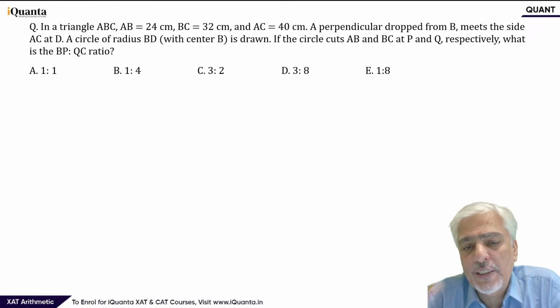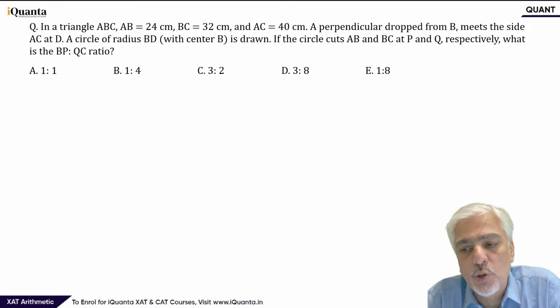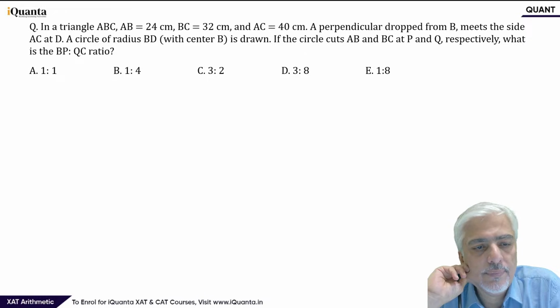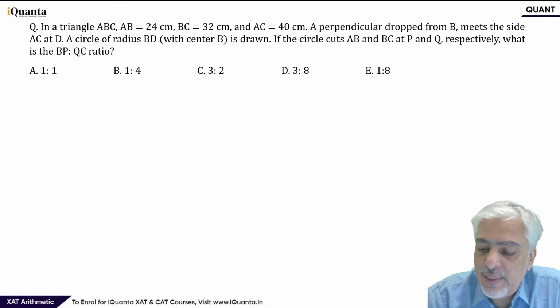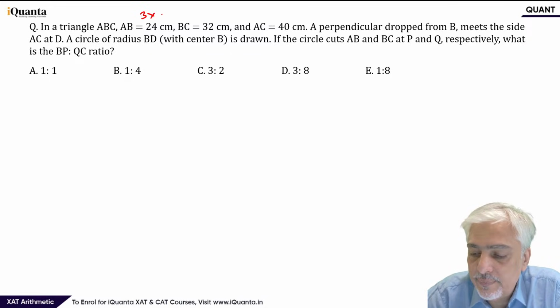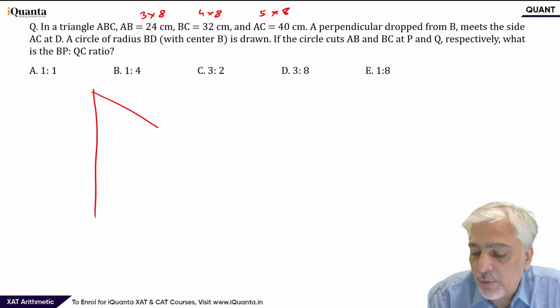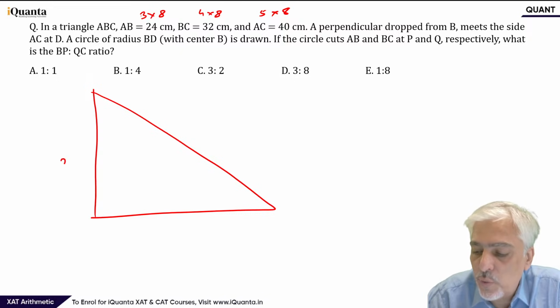If there is any doubt about that question, we'll discuss that, no worries. Let's first just go ahead with the regular case. 24, 32, 40. I think it is a multiple of 6, 8, 10, or 3, 4, 5 multiplied by 8. Basically this becomes 3 times 8, this becomes 4 times 8, and this becomes 5 times 8. So this is 24, 32 and 40.